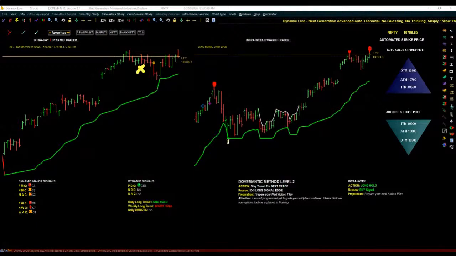There is nothing. Is there any long signal edge point? No, the price is not closer to the long signal, nor is it touching the long signal. No, there is no long signal edge point.